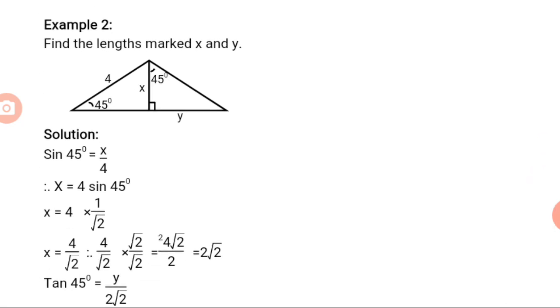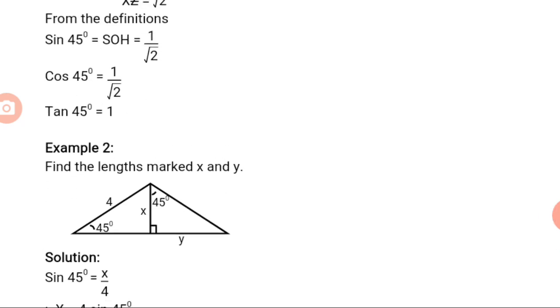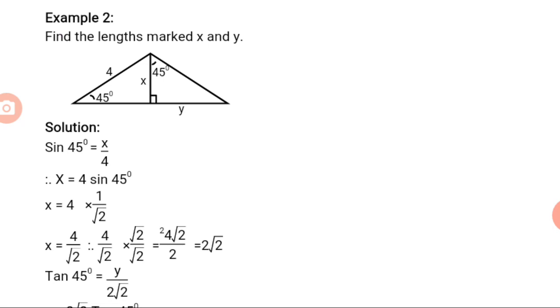4 sine 45 degrees. Therefore, sine 45 degrees from our previous knowledge is 1 all over root 2. Therefore, we now say sine 45 degrees is 1 over root 2. Therefore, X equals 4 times 1 all over root 2. Is that clear? Therefore, 4 times 1 is 4 all over root 2. Now, we are not going to leave it as 4 all over root 2. We now rationalize. How do we rationalize?